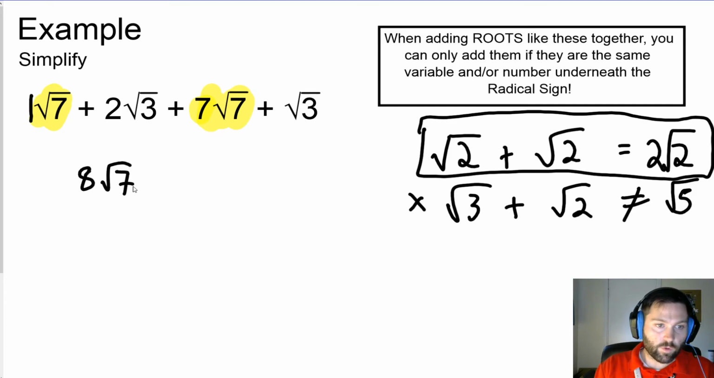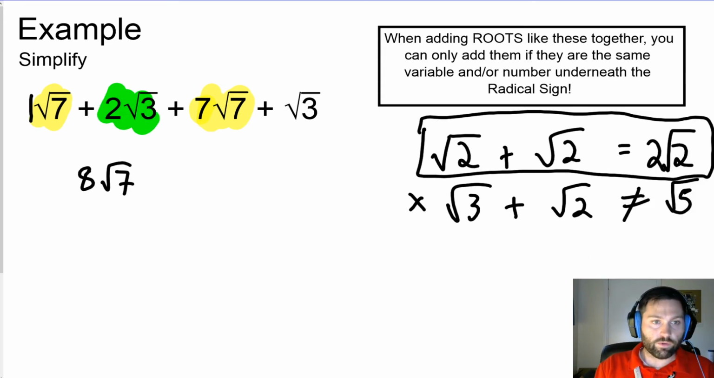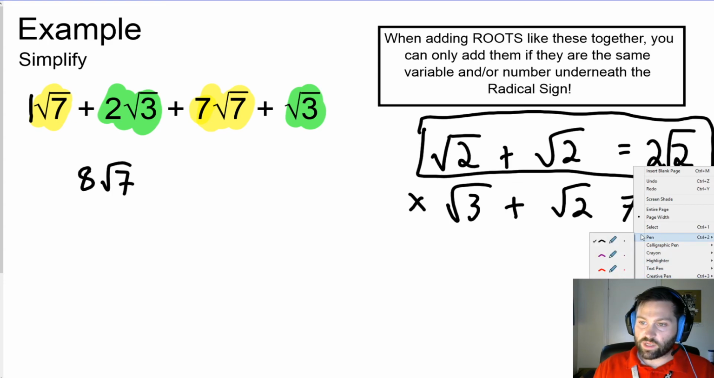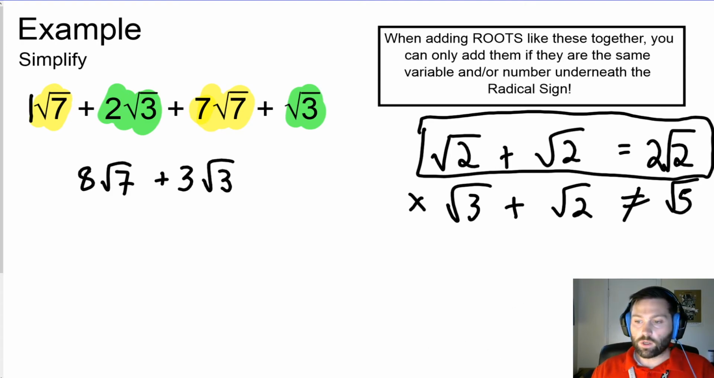And then I'll take my highlighter and do the same thing with green for the square root of 3. So I have 2 times the square root of 3 plus another square root of 3, which gives me a grand total of positive 3 square root of 3. So that is how I would combine these root terms, and it would be as simplified as it can get because I cannot combine the remaining 2 roots since they are different underneath the radical sign.